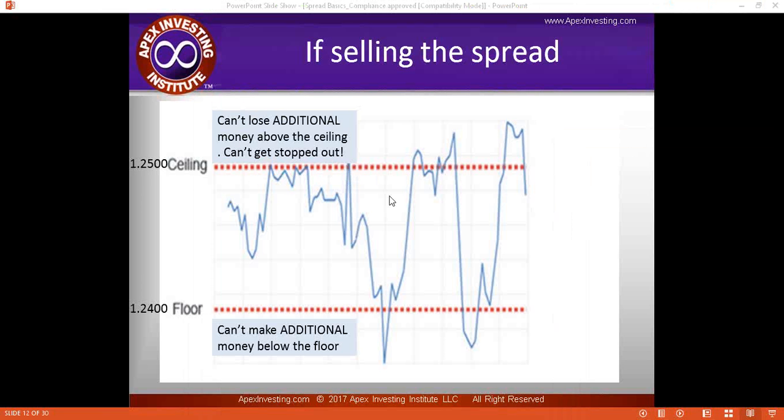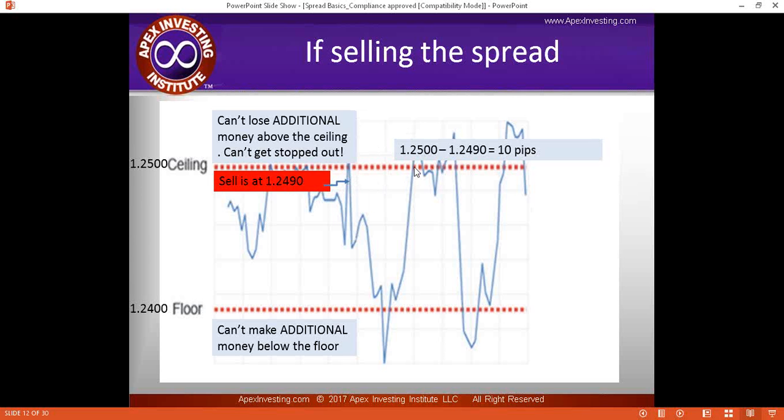So what that means is if I think the market's going down and I want to go short, and let's say that I sold at 1.2490. So again, the top or the ceiling of this spread is 2,500. I think the market's going down, so I sold right here. If I'm wrong and the market goes up instead of down, I don't lose any money above 2,500. It caps my risk, right? So the ceiling is 2,500.